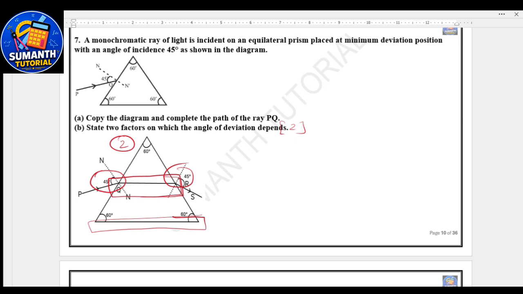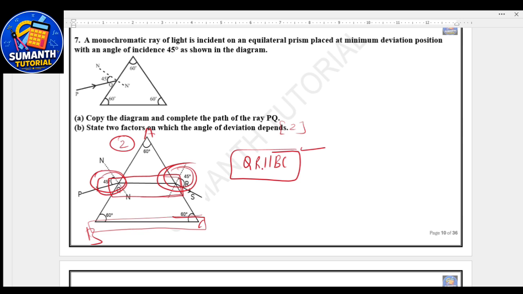Have you written QR? If I name it as A, B and C, he will check first thing, have you written QR parallel to BC? Then you will get 1 tick mark, and he will observe here 45 degrees angle of incidence and emergent angle should be 45. If these two are right, then you will get 2 marks.